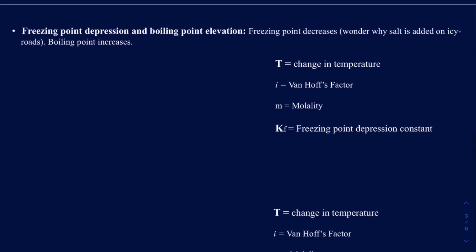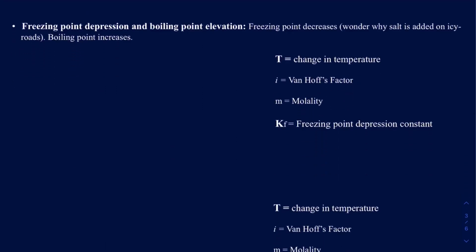Let's talk about freezing point depression and boiling point elevation. Those are your second and third colligative properties. I have both of those written down together because their formulas are very similar to one another. You may have wondered why you add salt on icy roads. That's because it will lower the freezing point of the water, and in that case, it may stay in the water form rather than the ice form, and that helps. As long as the temperature of the environment is somewhere around 0 degrees Celsius or maybe 32 degrees Fahrenheit. If it's too low, then it may not help.